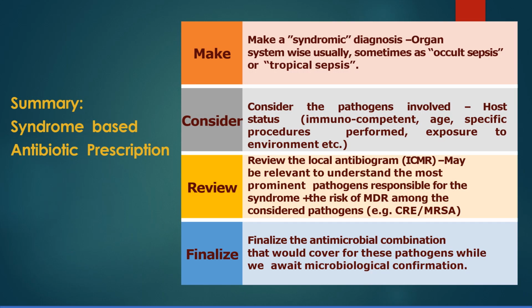So make a syndromic diagnosis, an organ system-wise diagnosis, usually sometimes as occult sepsis or tropical sepsis. Consider the pathogens involved, the host status, the immune status, age, and other such factors. Then review the local antibiogram, which may be relevant to understand the most prominent pathogens causing the syndrome and with the risk of multi-drug resistant organisms. Then finalize the antimicrobial combination that will cover these pathogens while we await microbiological confirmation.